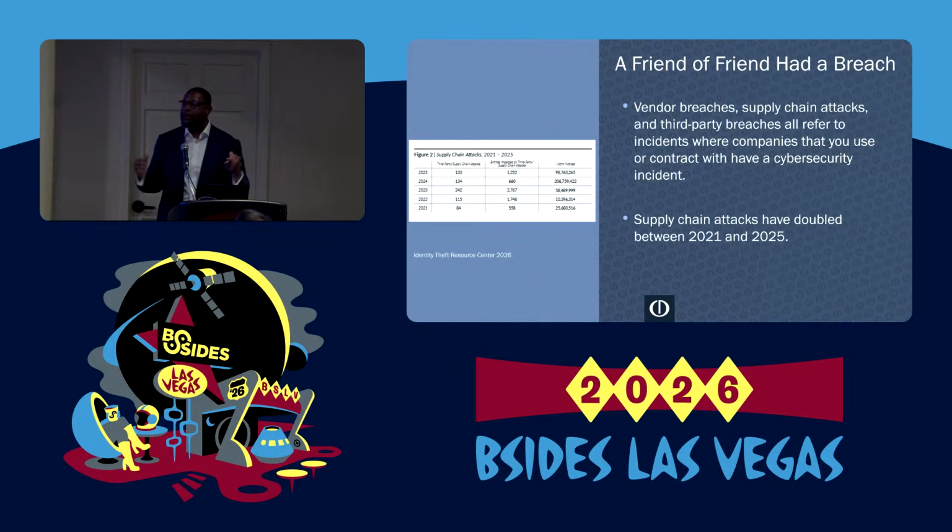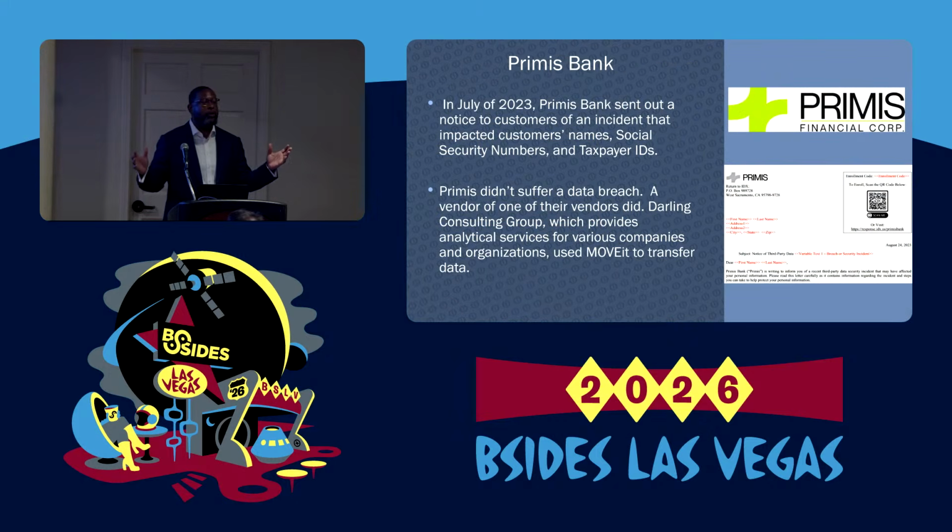So, a friend of a friend had a breach, or supply chain attacks, or vendor breaches. This is where a third party that you have a contract with or relationship with has a cybersecurity incident, and it impacts the information that you provided them. And supply chain attacks have doubled between 2021 and 2025. So let's look at a real life example.